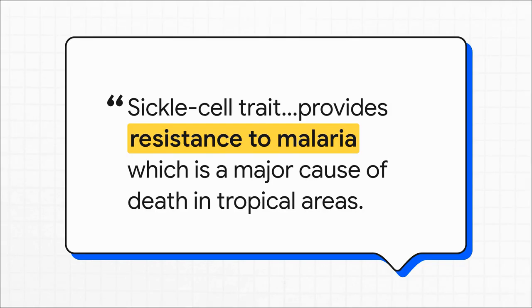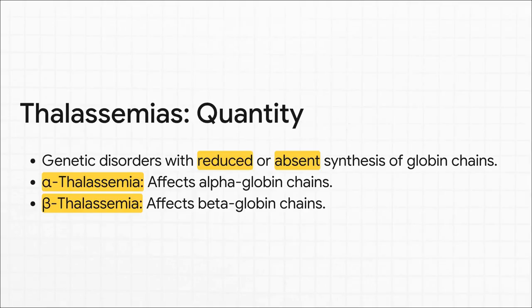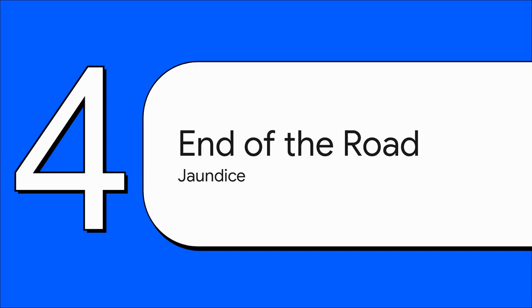Amazing, right? Now, if sickle cell is a quality problem, a defect in the protein itself, then thalassemias are a quantity problem. In this case, the body just doesn't make enough of one of the globin chains, either the alpha or the beta. This throws the whole system out of balance, leading to messed up red blood cells and, you guessed it, severe anemia.